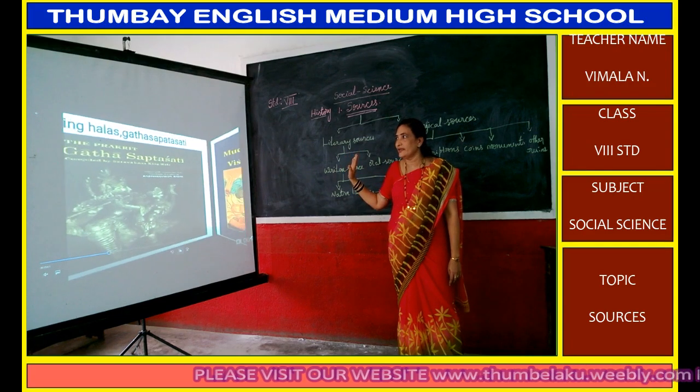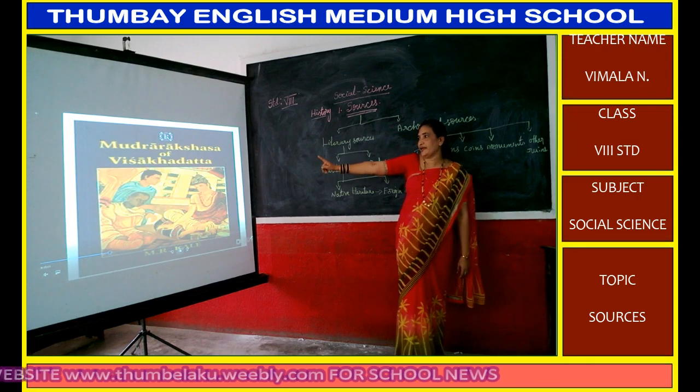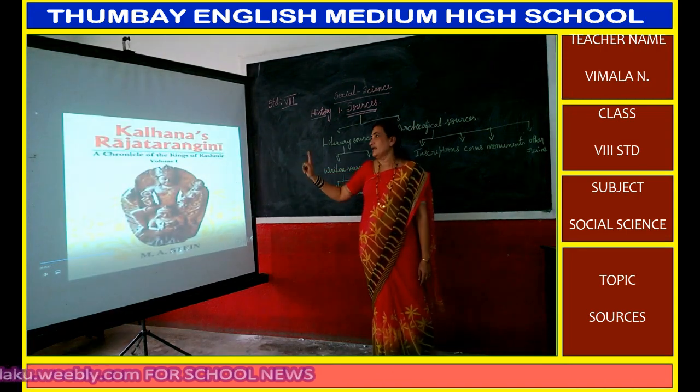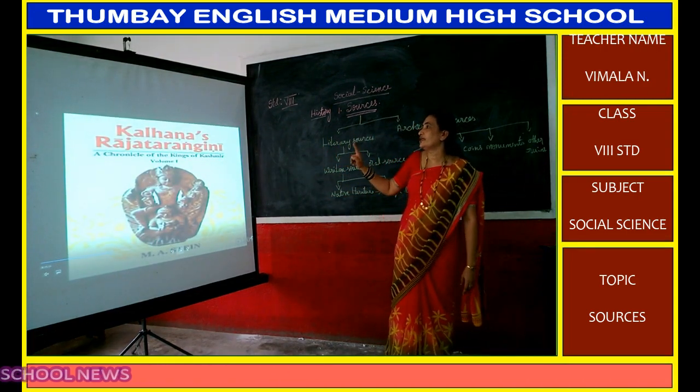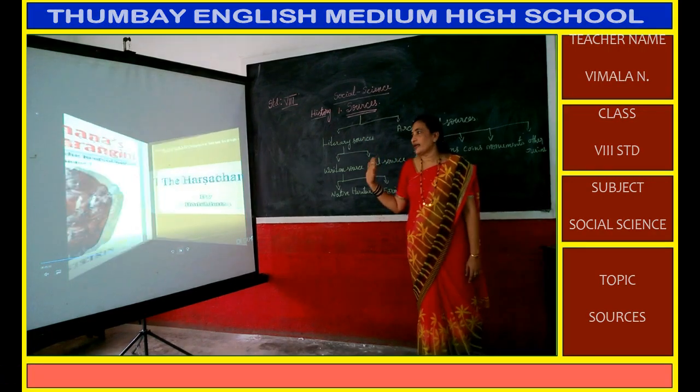Next one, King Hala wrote Gatha Saptashati. Next one, Mudrarakshasa, written by Vishakhadatta. Next one is Kalhana, who wrote Rajatarangini.